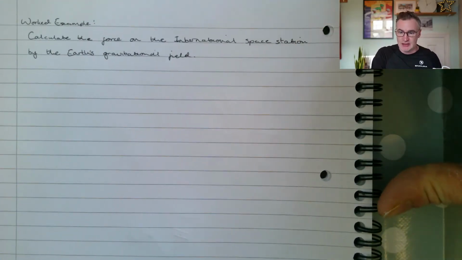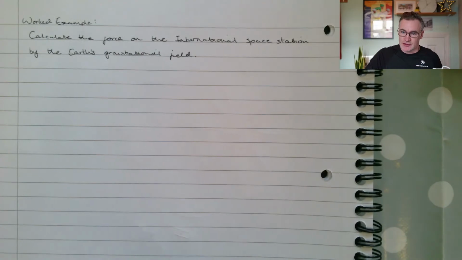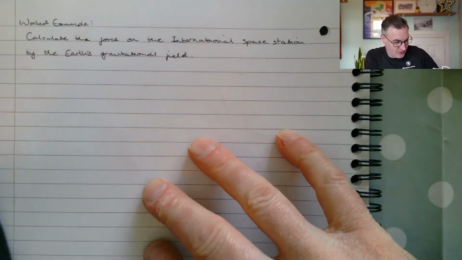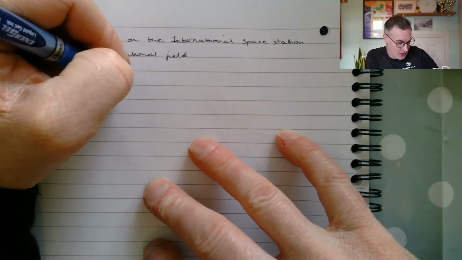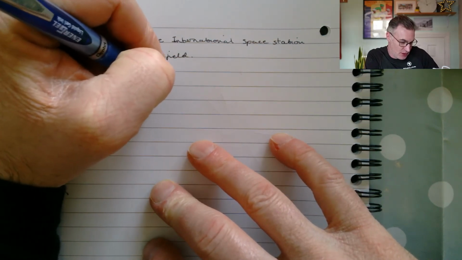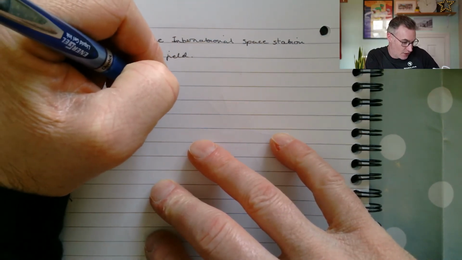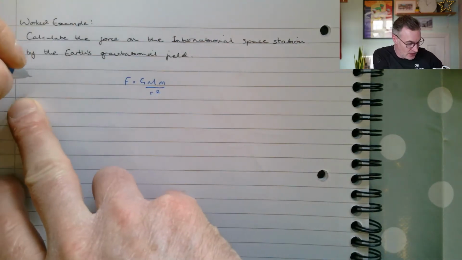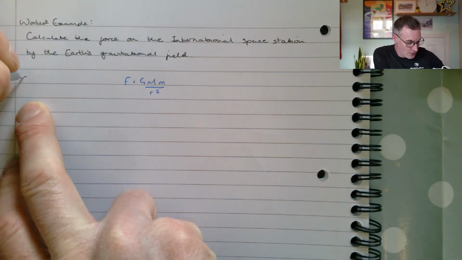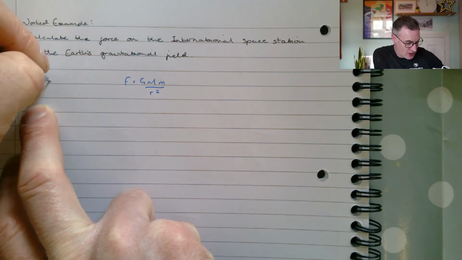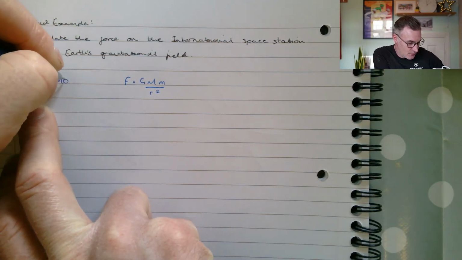So just for completeness, we'll do a few worked examples on this, and the first one which we can do would be, I guess, calculate the force in the International Space Station by the Earth's gravitational field. And so for this, we'll obviously have Newton's inverse square law of gravitation, so F equals big G m1 m2 over r squared. Now we need data, and so G, 6.67 times 10 to the minus 11.